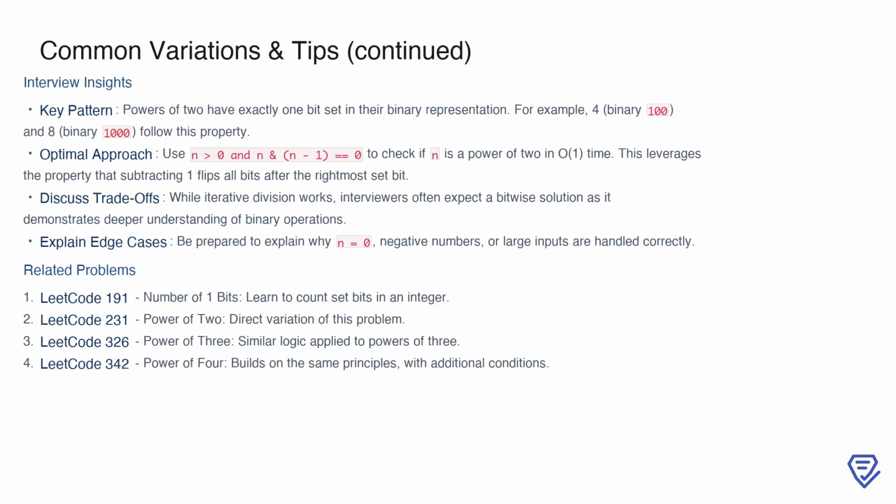A key insight for this problem is recognizing the unique binary representation of powers of 2: they always have exactly one bit set. For example, the number 4 is represented in binary as 100, and 8 is 1000. This leads to an optimal solution, using the condition n greater than 0 and n & (n-1) equals 0. This works because subtracting 1 from a power of 2 flips all bits after its rightmost set bit, making the bitwise AND operation result in 0.